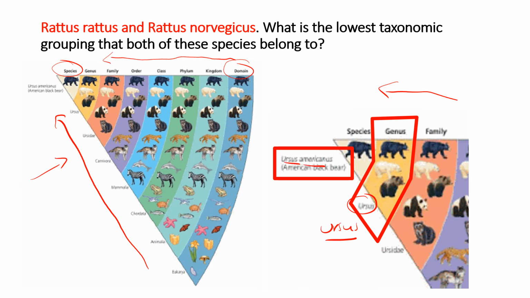compound names. And here the same thing happened in the question. They have this in common because they belong to the same genus. And what makes them different is this part, the next section. That is why they are different species. So what is the lowest taxonomic grouping that both these species belong to? Here it will be the genus, and here also it will be the genus.